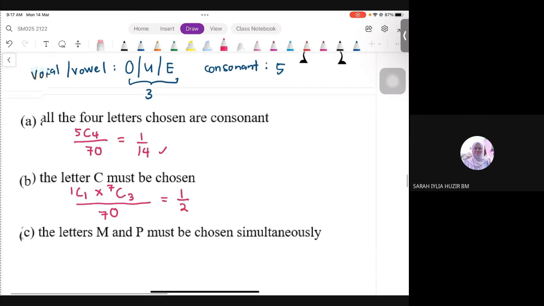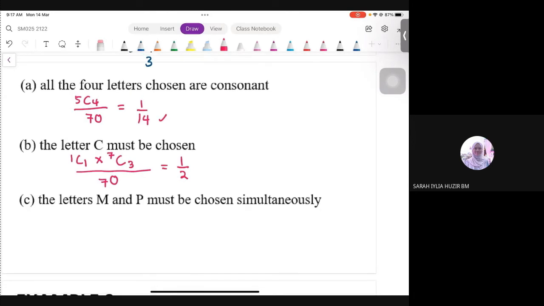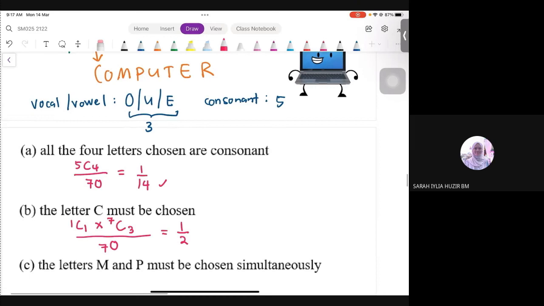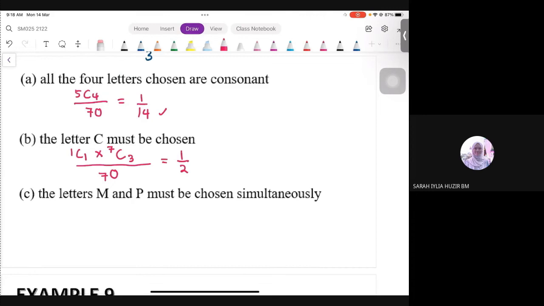Alright. And then last one, letter M and P must choose simultaneously. Maksudnya kita ada huruf M dengan P, dua-dua tu kita mesti pilih. Okay, so kita ada satu je pilihan huruf M, satu je pilihan huruf P. Maksudnya dua-dua tu kita mesti pilih. So we have 2C2. Dah pilih 2 huruf, maksudnya remaining we left with 6 option to complete the quota, we have to choose another 2 letter. And then don't forget, divide by your sample space. So in this case, answer should be 3/14. Okay, settle.